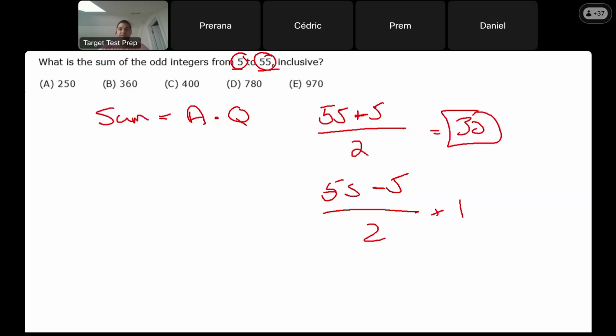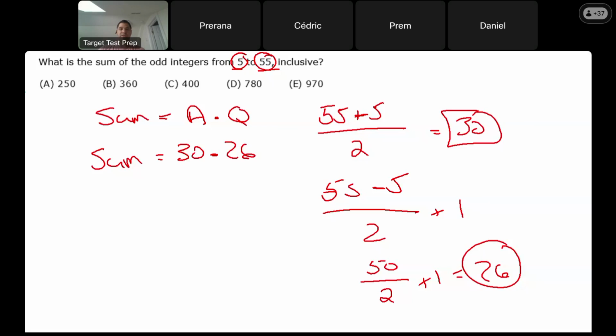So 55 minus 5 gives us 50. Divide that by 2, plus 1, we're talking about 26. So the sum is equal to 30 times 26. And as most of you got here, I think almost everyone, you got answer D here. Evenly spaced sets, there's a lot of different things they can do with them. But I think none of it is all that bad. You just have to have a systematic approach to dealing with it.